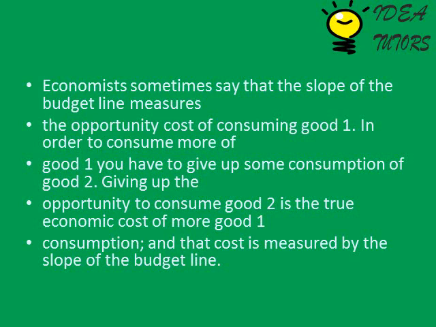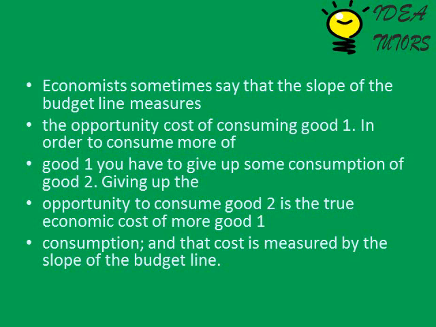Now, economists sometimes say that the slope of the budget line measures the opportunity cost of consuming good 1. In order to consume more of good 1, you have to give up some consumption of good 2. Giving up the opportunity to consume good 2 is the true economic cost of more good 1. Basically, opportunity cost is the cost of the next best alternative.